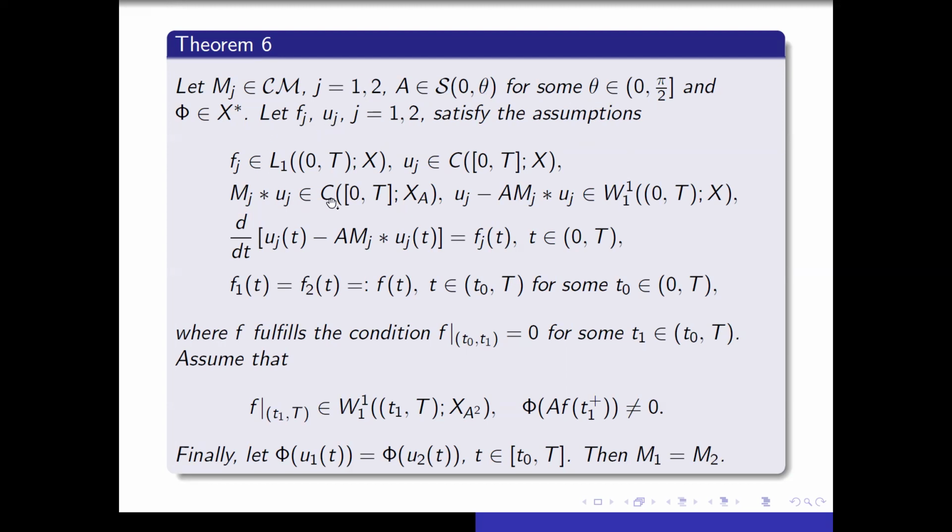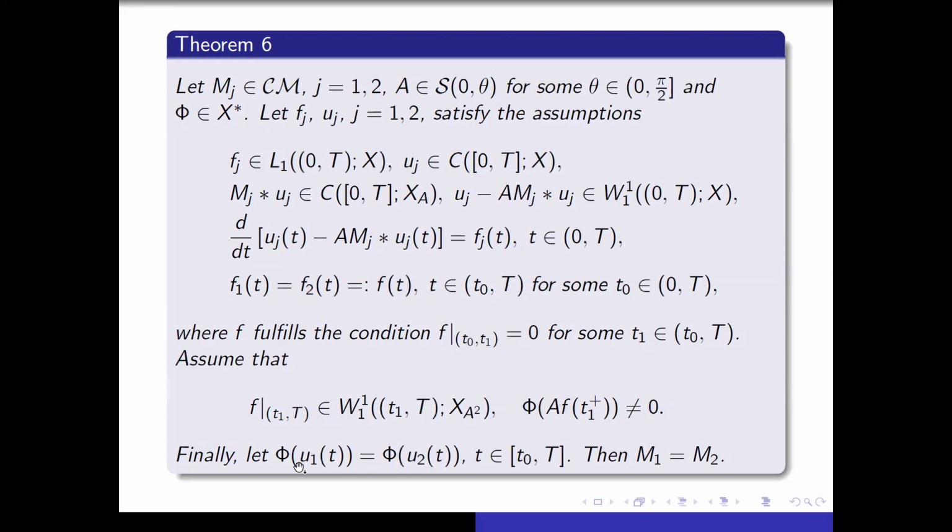Fj and Uj satisfy certain regularity conditions written here, also these equations, which are here. And the same assumption for F. F is 0 from T0 to T1. And for the F in T1 and capital T, I assume the following: that this is differentiable with values in X_A squared, and also this non-vanishing condition, which holds on that interval.